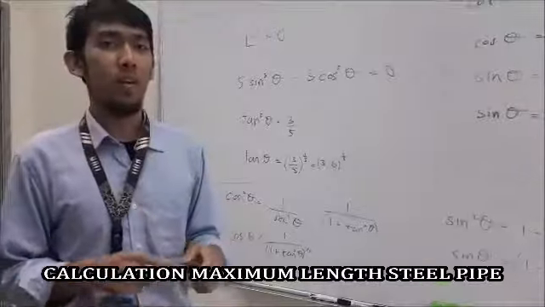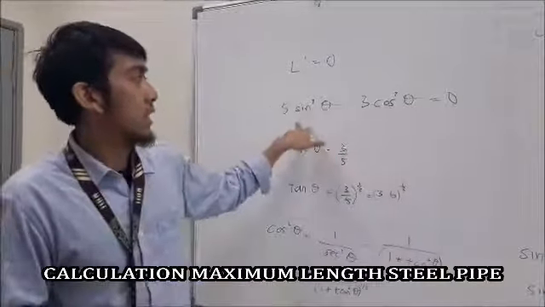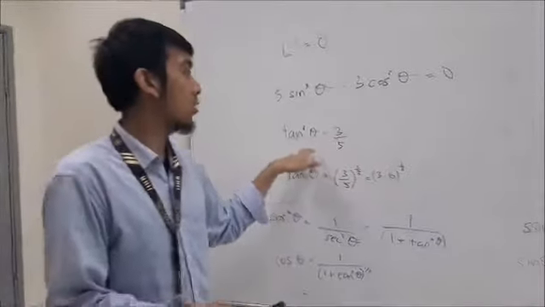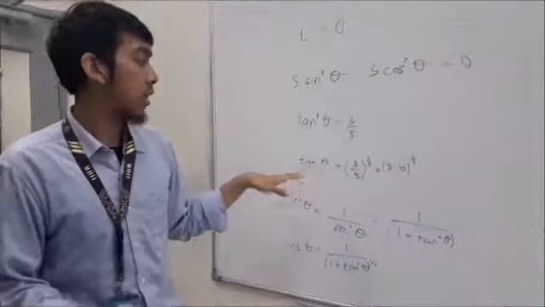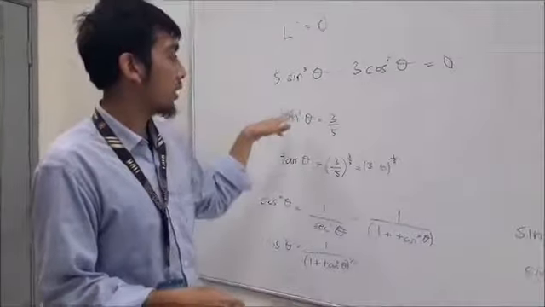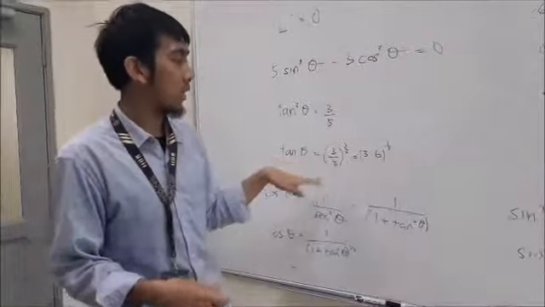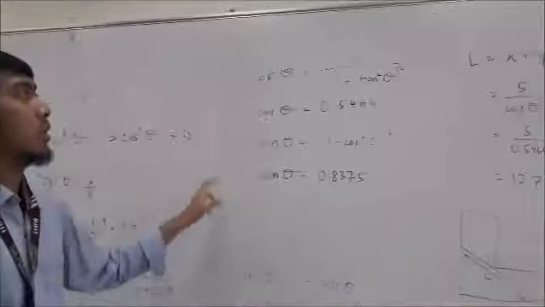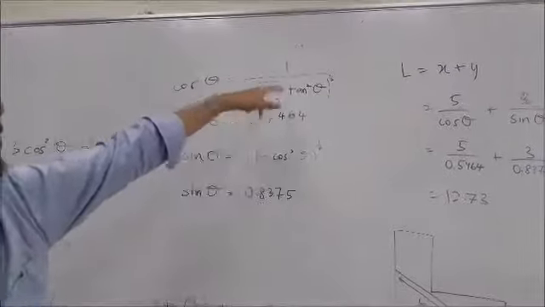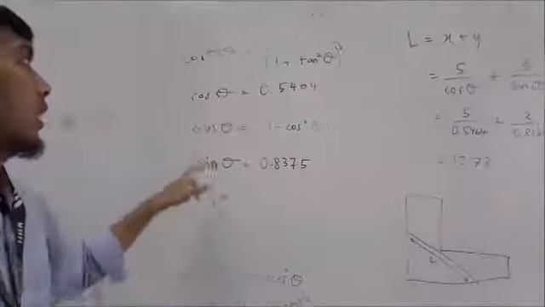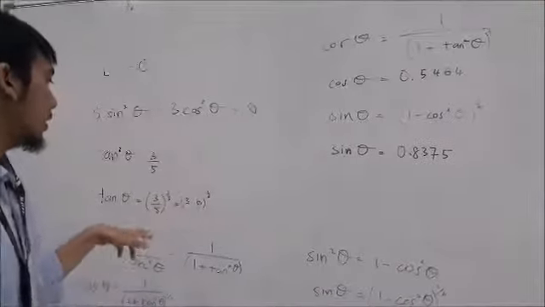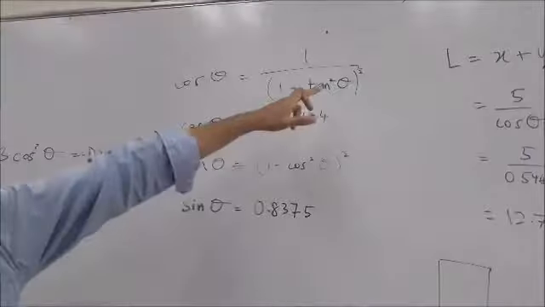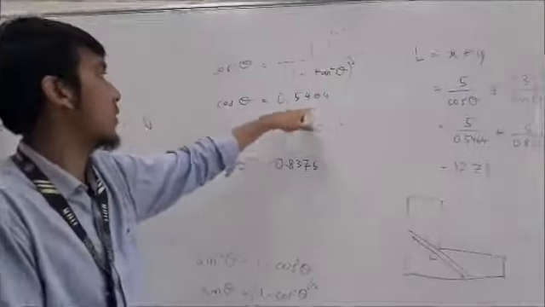Firstly, we let L prime equal to 0. This one is L prime equal to 0. Then we rearrange, and we get tangent cubed theta equal to 3 over 5. To get tangent theta, we move the cube to the right, and we get the cube root of 3 over 5, which is 3.6 cube root. That's how we get cos theta equal to 1 plus tangent squared, to the power of negative 1 over 2. Then we put the 3.6 over 3 that we got for tangent theta into the equation and we get 0.5464 for cos theta.